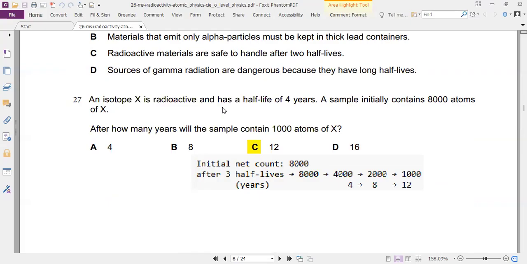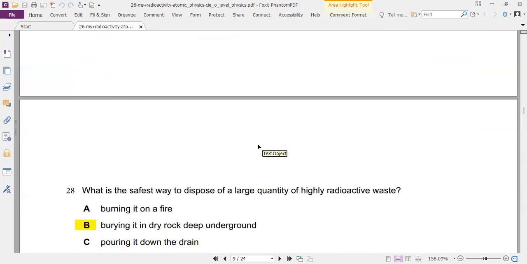Isotope X, half-life 4 years, contains 8,000 atoms. After how many years will it have 1,000? So go step by step: 8,000 to 4,000, 2,000, 1,000. 4, 4 to 8, 8 to 12. So 12 is the choice.